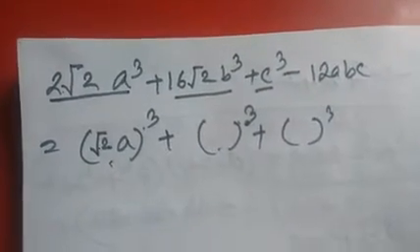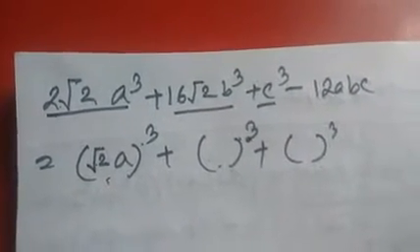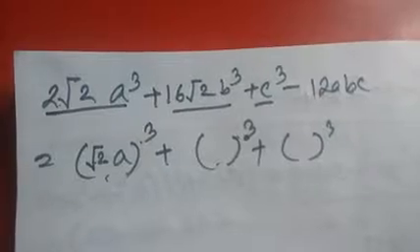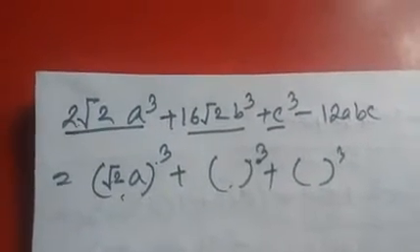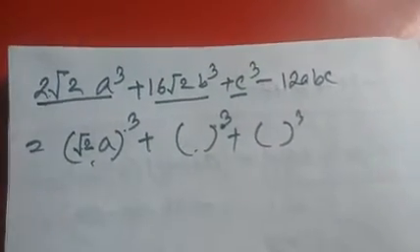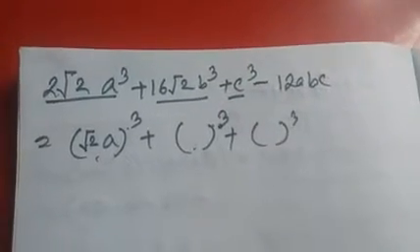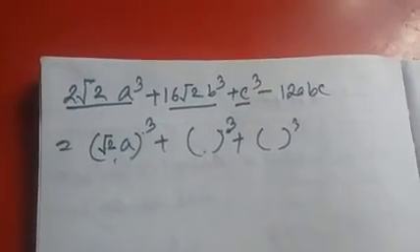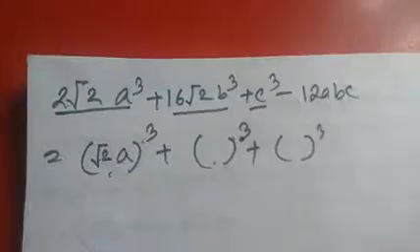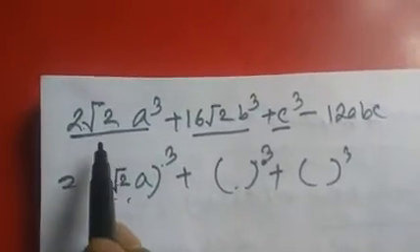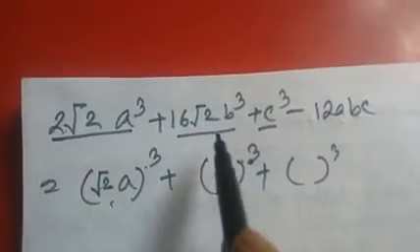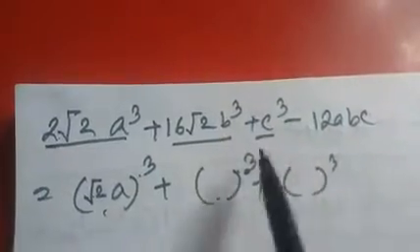So in my last video we discussed a cube plus b cube plus c cube minus 3abc. Here I have chosen another example to discuss the same formula, a cube plus b cube plus c cube minus 3abc. Here it's a different type of question. Here surd numbers are connected with this question.